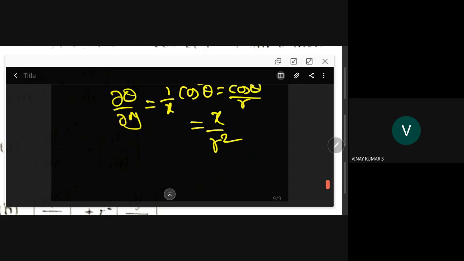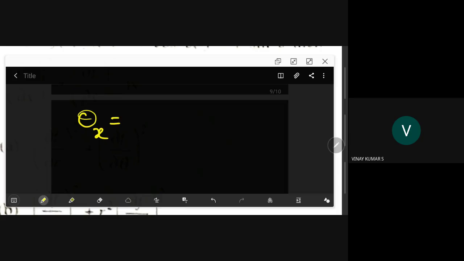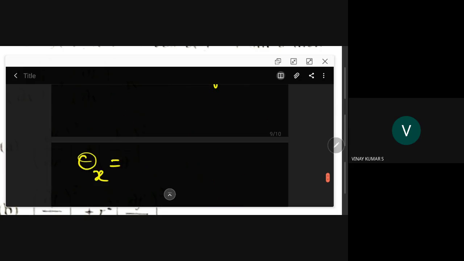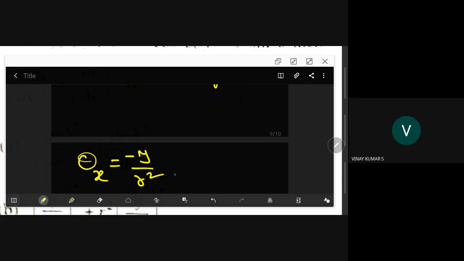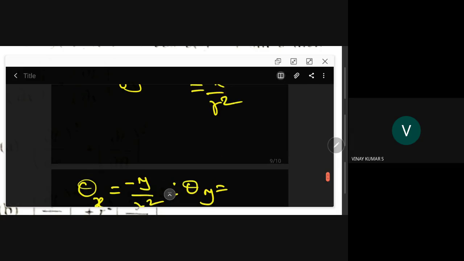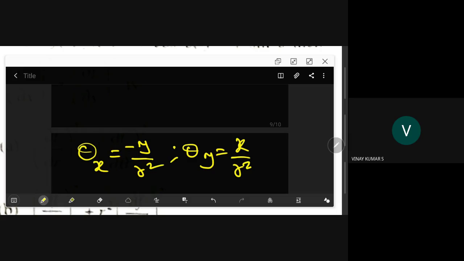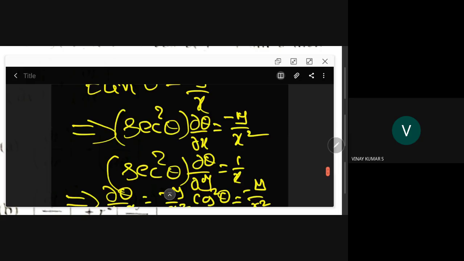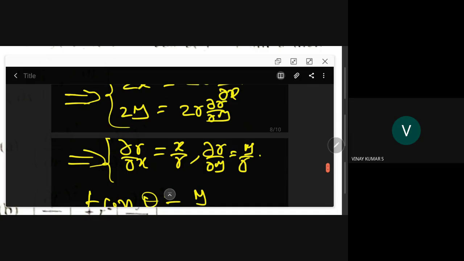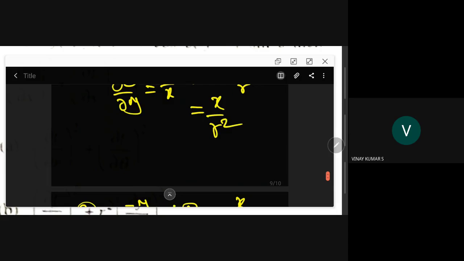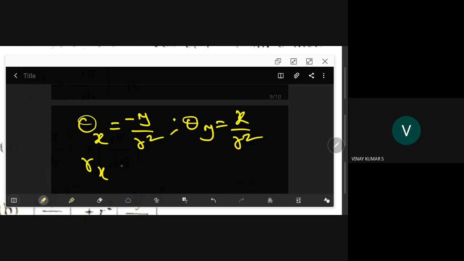Right. So we have finally, in short, we write theta x as minus y by r square, and theta y is x by r square, and Rx is x by r, Ry is y by r. Okay.